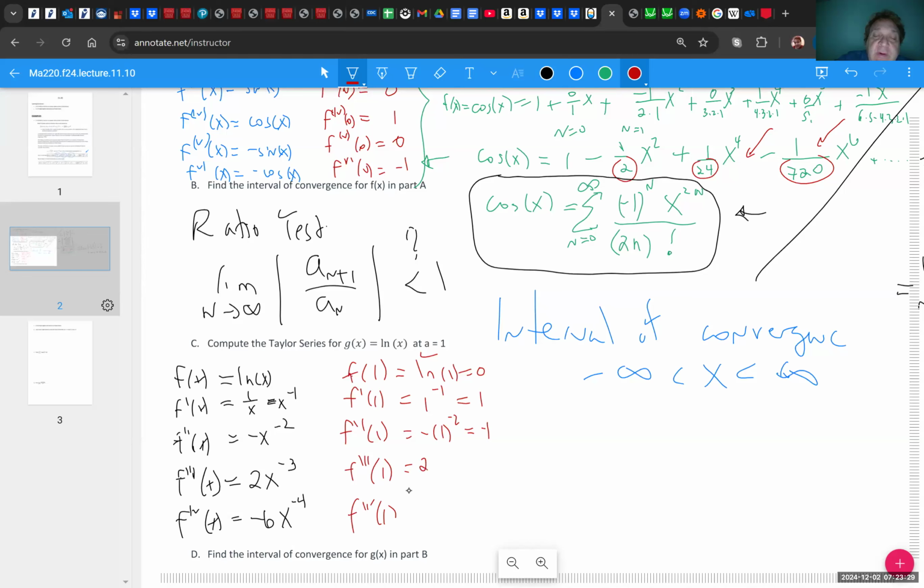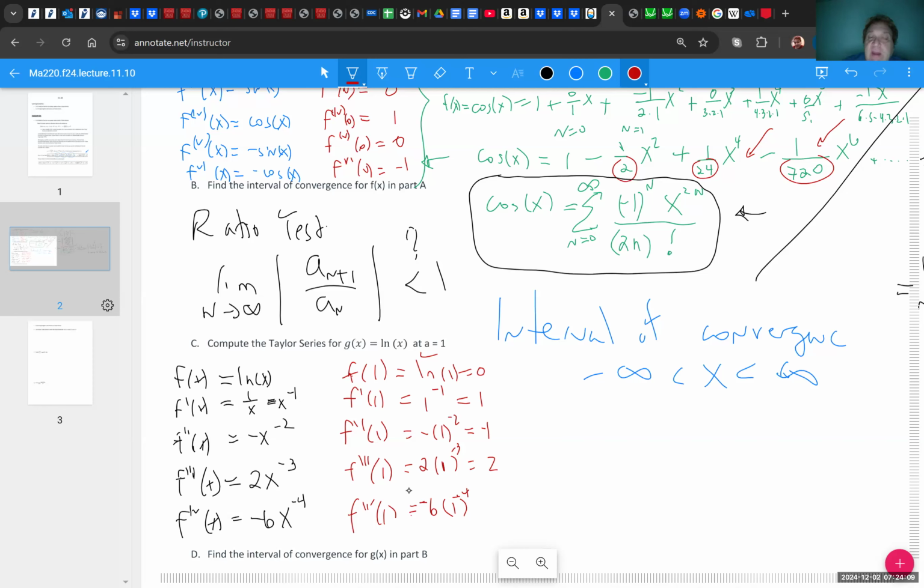Do a couple more here. This is going to be 2 times 1 to the negative 3rd power, which is going to be 2. And then we're going to get negative 6 times negative 1. Why am I saying negative 1? I don't know why I'm saying negative 1. You're asking me, where did the negative 1 come from? My imagination is where it came from. We're plugging in 1. We've got to plug in the value of a, the center value. I think I got confused with the exponent and the value we're plugging in. So sorry about that. Hopefully you can see my error and fix it in your notes if you're taking notes along. We're plugging in 1 each time.